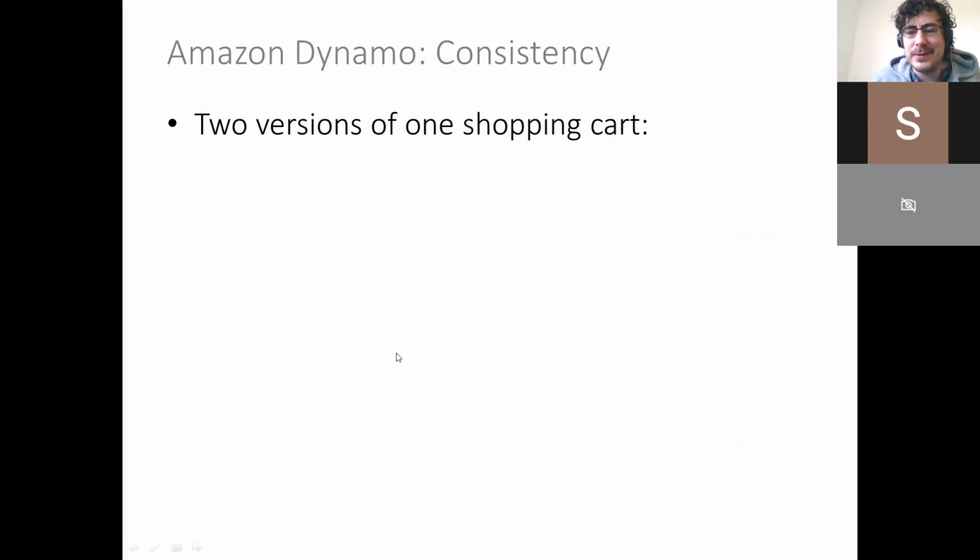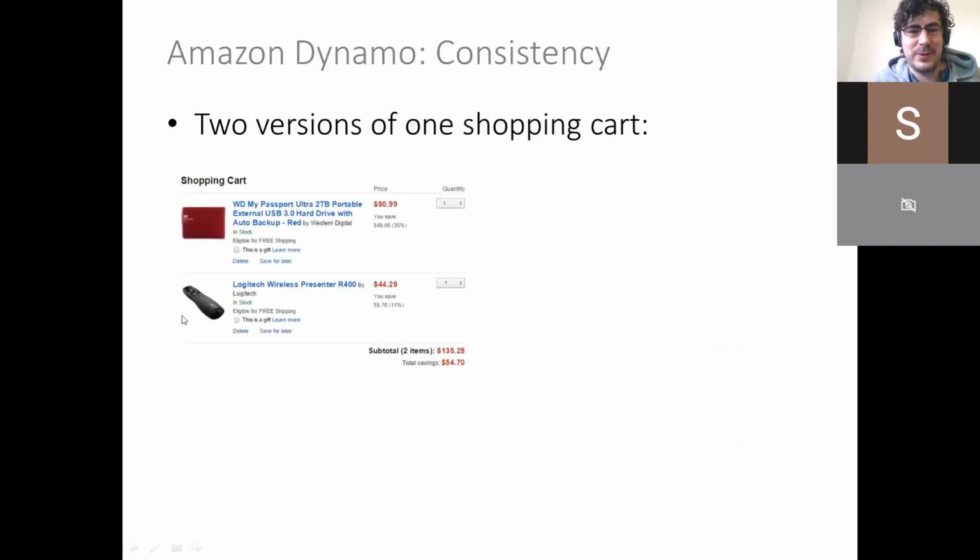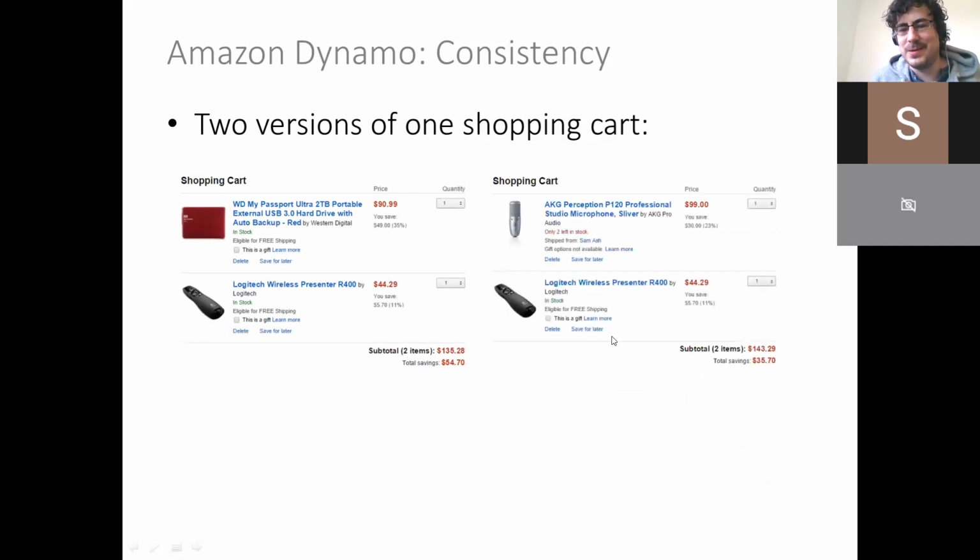So the question then is how to do the reconciliation. If we end up with 2 versions of one shopping cart, one with these 2 products and one with these 2 products, these are supposed to be the same, but somehow, in the distributed system, we've ended up with diverging versions. How should we reconcile them? Should we take the intersection, like just leave the one thing that's in common? Should we take the union? Like, should we somehow take the 3 elements we see in both?